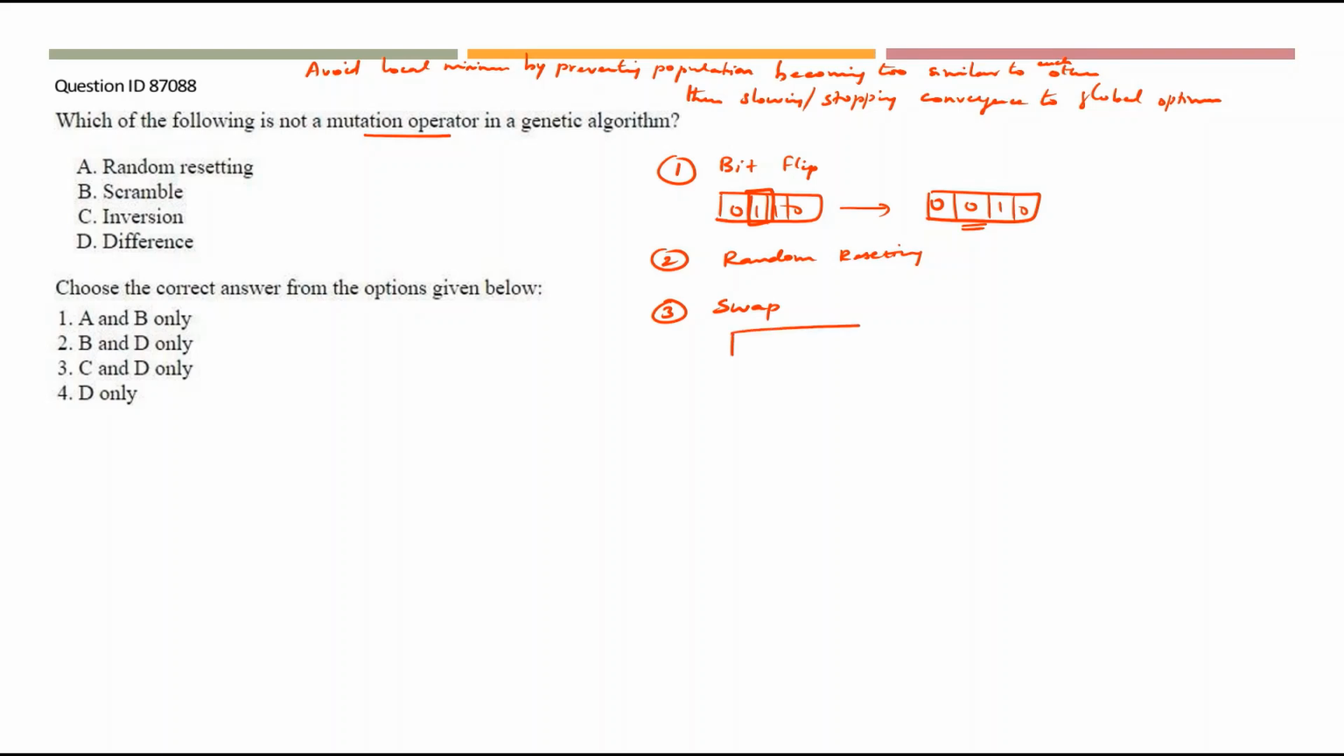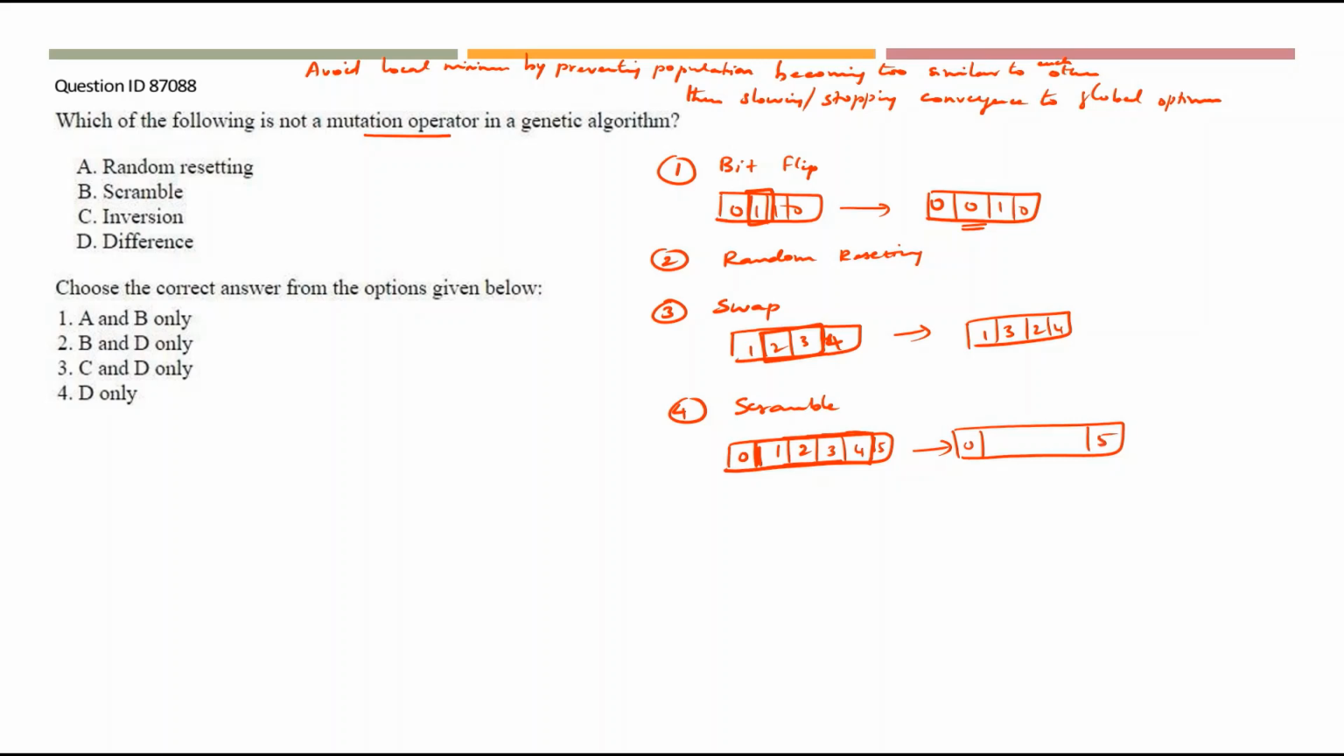Say for example, if I have 1, 2, 3, 4, then if I want to swap these two, then it will end up like 1, 3, 2, 4. Then we have scramble. When I have 0, 1, 2, 3, 4, 5, this will scramble certain positions. Say for example, from here till here I want to scramble it. It will become like 0 and 5 will be there. These positions will be disturbed. The arrangement will be scrambled, or the arrangement will be altered. So it can be 4, it can be 1, it can be 2, and it can be 3.